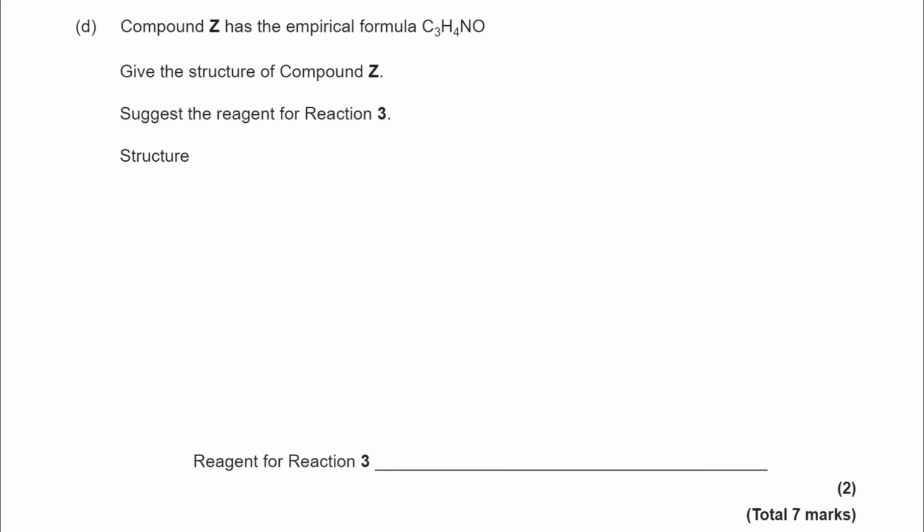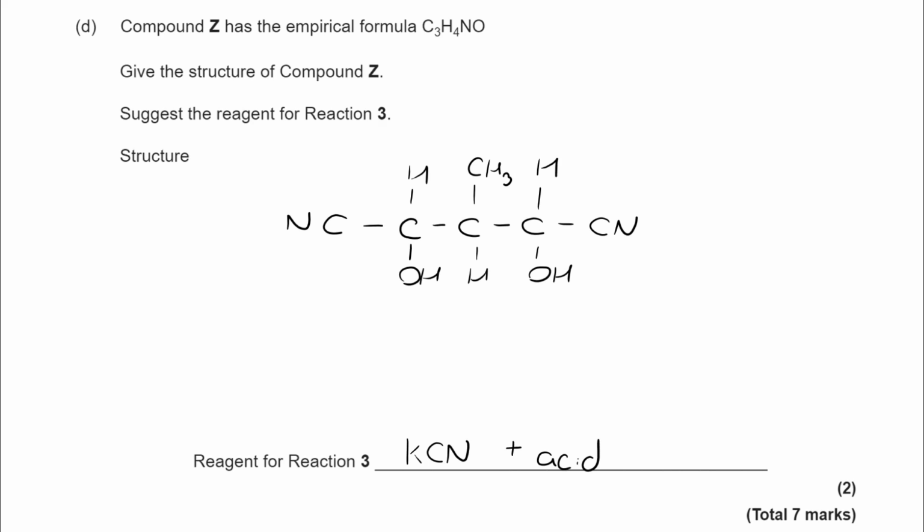We move on to part D. Here we've got compound Z with an empirical formula of C3H4NO. I need to name the compound and I need to suggest the reagent. Now for here, C3 isn't enough carbons. It's going to double to C6, and that gets us thinking about an extension of the carbon chain. Now the way we do that is with nitriles, with KCN, with cyanide ions, forming nitriles. So if I do that, in the presence of an acid, I will end up with my new compound Z.